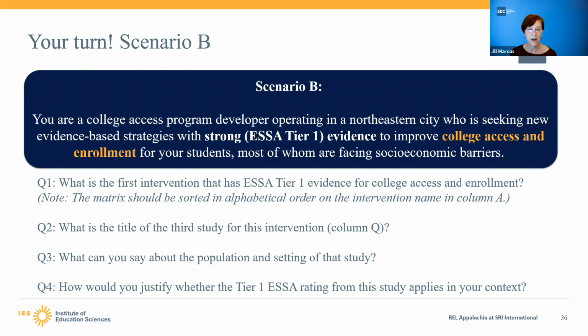Question 4 was, how would you justify whether the Tier 1 ESSA rating from this study applies in your context? That is, in a northeastern city for students who face socioeconomic barriers. To answer that, you'd need to click the Study Details tab, where you'd find that the Scrivener study was conducted with 3 community colleges in New York City. Nearly 9 in 10 of the students in the study sample received a Pell Grant, which is an indicator of socioeconomic status. You would then assert your own judgments as to whether this overlap in sample and settings is sufficient and provide your rationale. So I hope you found these exercises helpful and engaging.